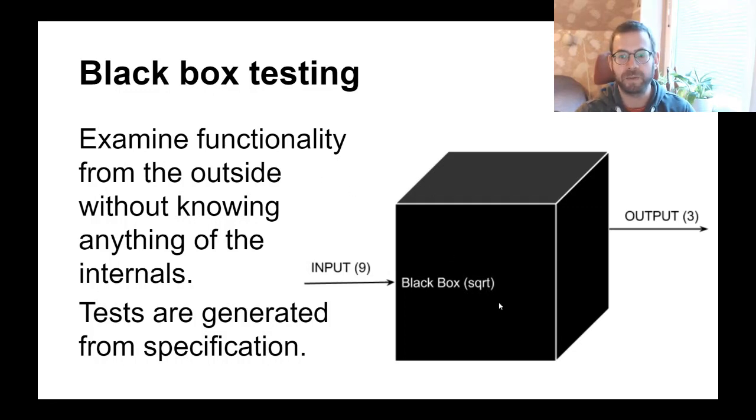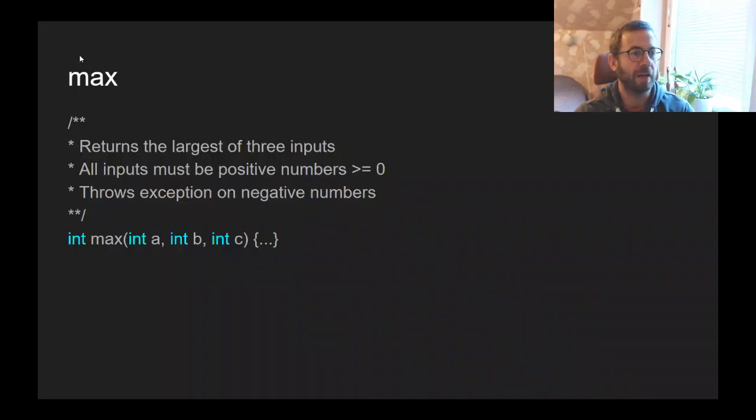In this case, we have some square root function. We input a 9. We expect a 3 to come out. We don't care about the internals, more or less. So if we have the max method, and I have A, B, and C, and it should return the highest one of those, we could derive test cases without knowing anything about what's inside this code.